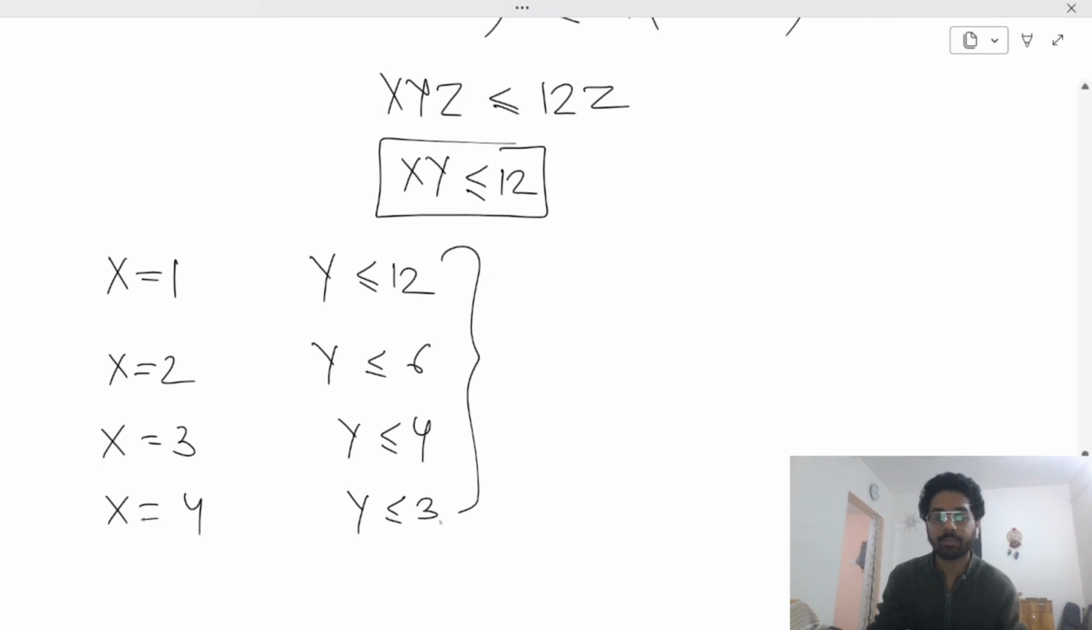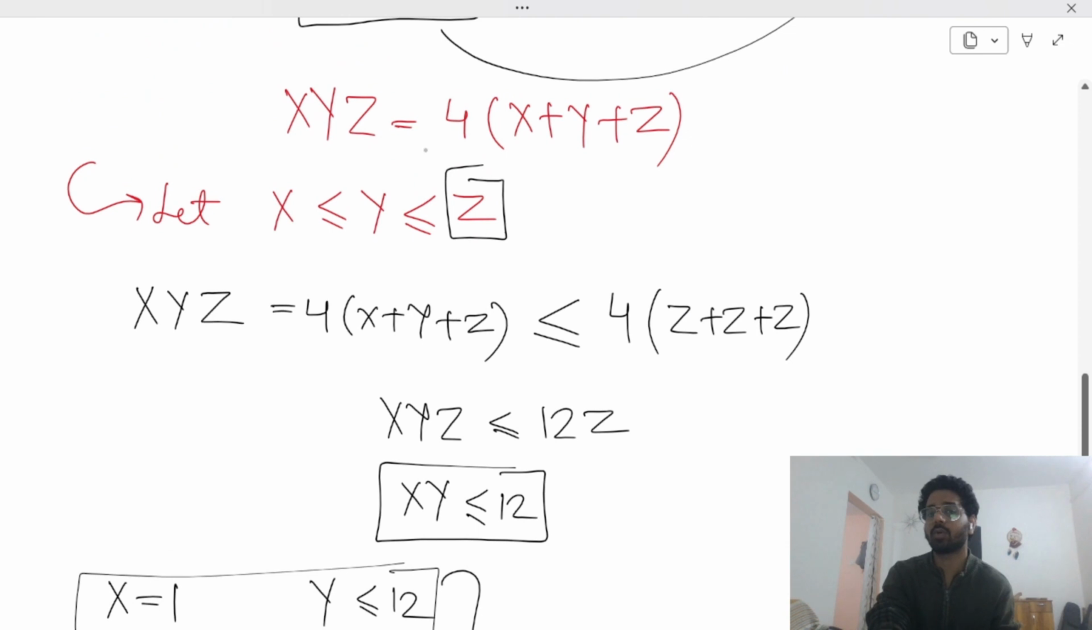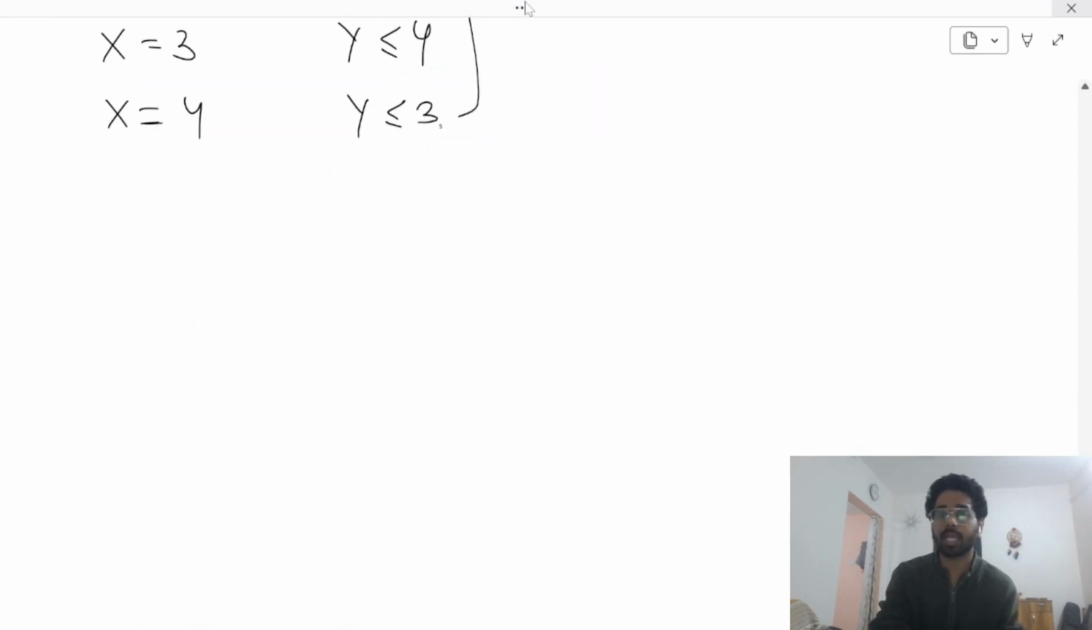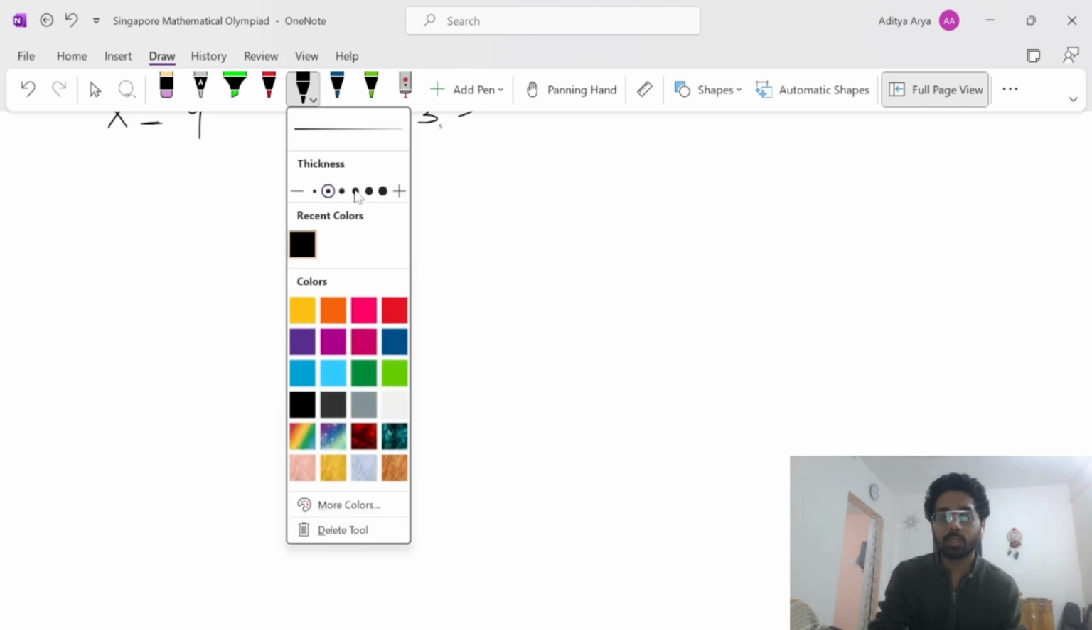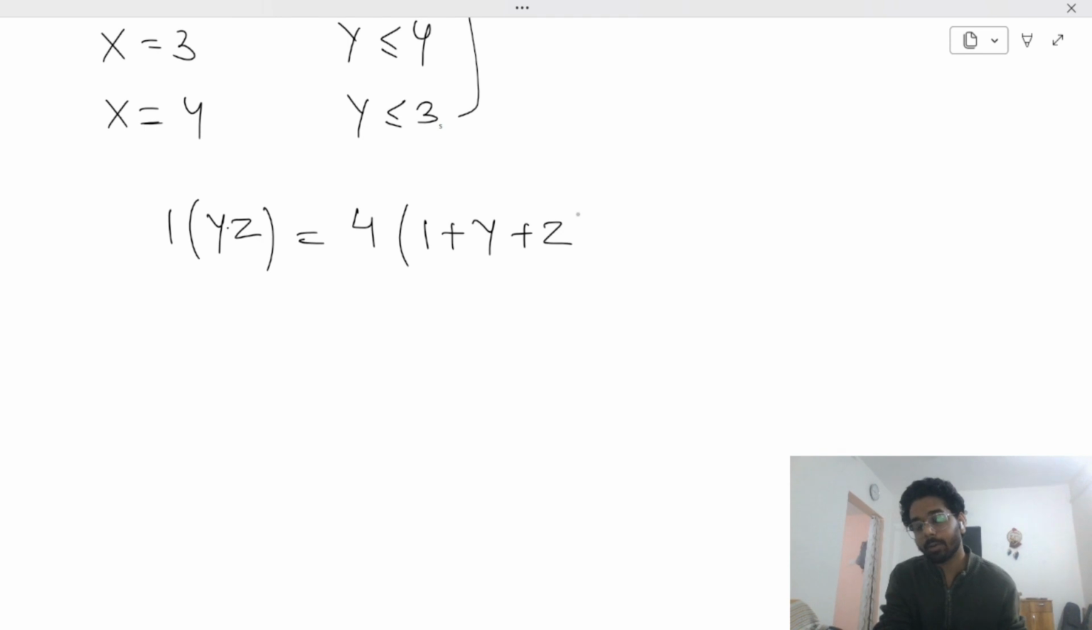All right, guys. So let's analyze this first situation first. If x is equal to 1, and if I put the values in this equation, xyz equal to 4 times (x plus y plus z), then putting x equal to 1, we will have 1 into yz is equal to 4 times (x plus y plus z) over here.